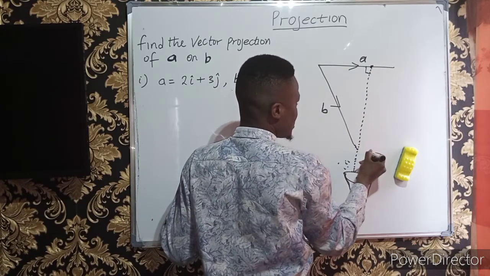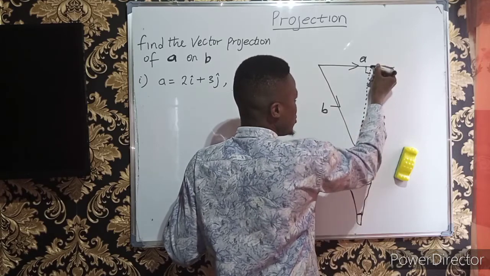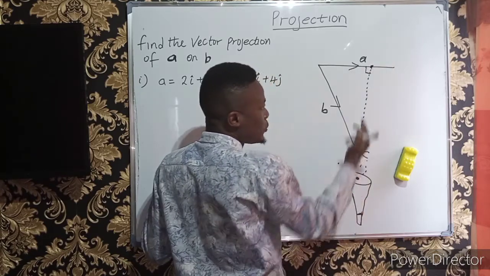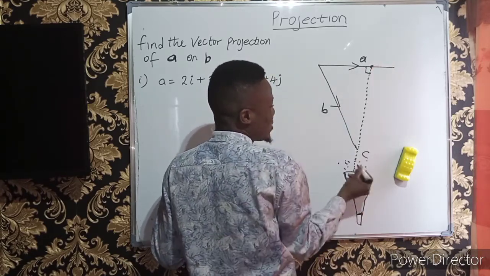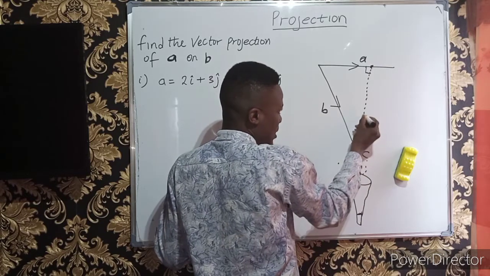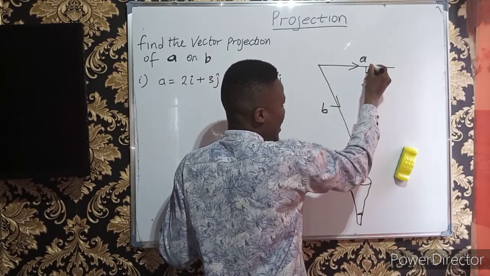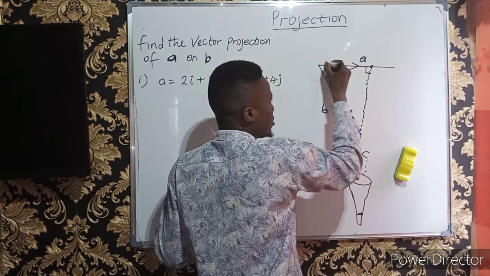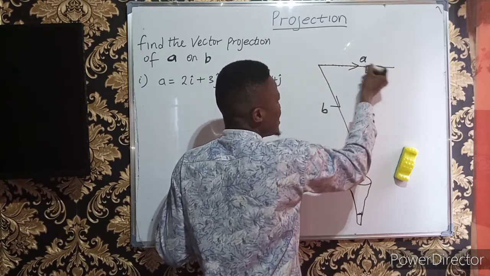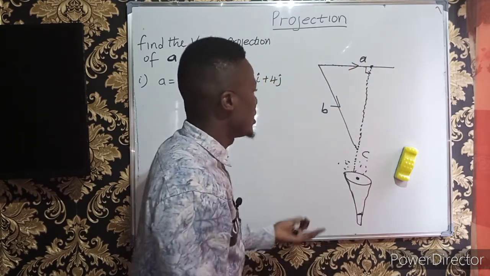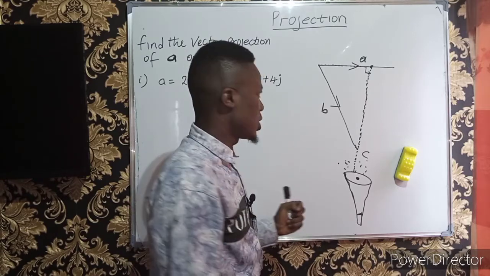This line, if here is, let's say, C, so this C to this horizontal plane here is the projection. And this projection will cause a shadow. This particular projection will now cause a shadow to lie on this vector A. So this A here is the actual projection we are talking about, the vector projection.